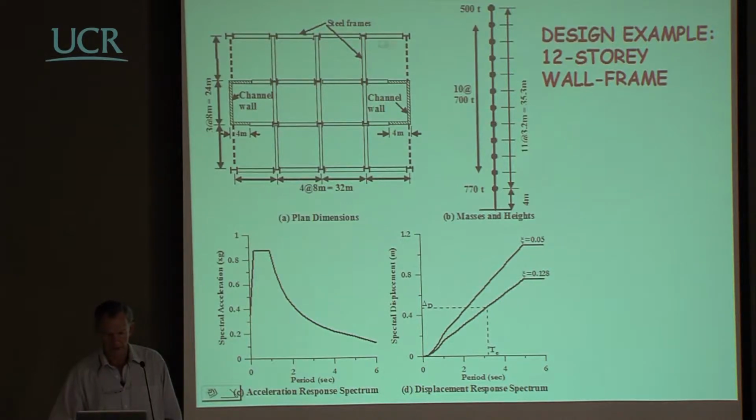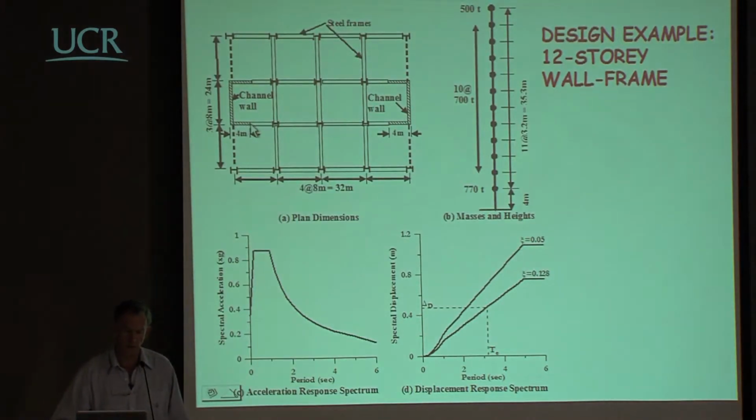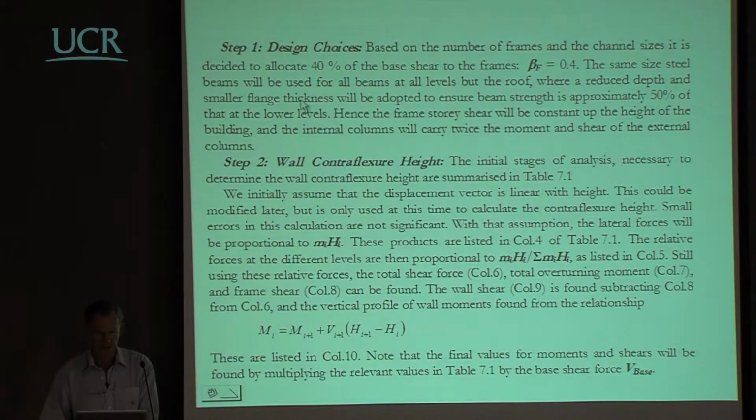So these are essentially the same frames in both directions here, reinforced concrete channels here, and these beams here, which of course have moment resisting connections to the columns, have a pinned connection at the end connecting on to the flanges of the channel walls, because a moment resisting connection there is difficult to achieve adequately. So we see what the acceleration response spectrum is, what the equivalent displacement response spectrum is. I'm not going to go through it because it's a straightforward system, except for perhaps mention briefly the design choices.